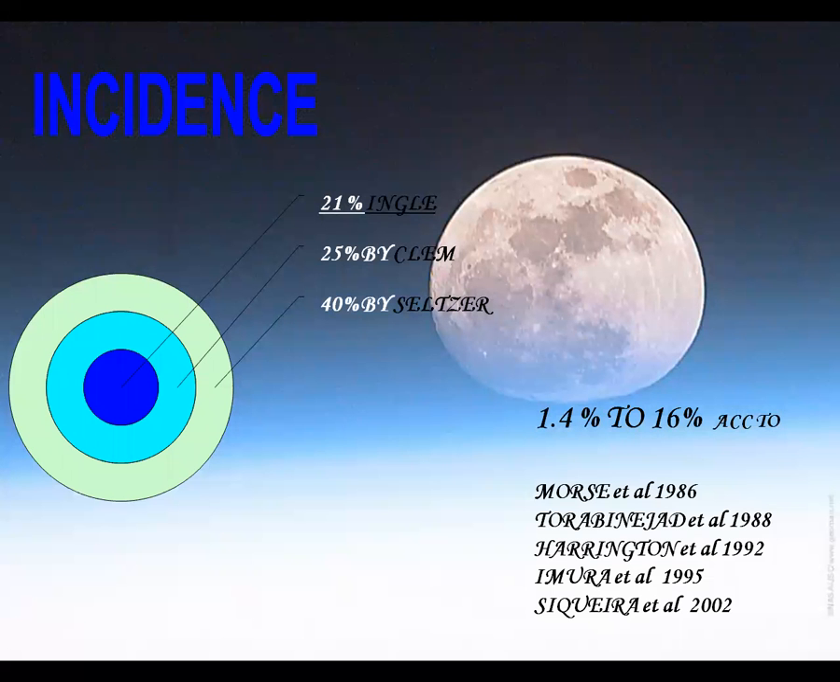Okay, incidence of the mid-treatment flare-ups. According to Engel, the incidence of the mid-treatment flare-ups is 21%. According to Klim, 25%. According to Salzer, that is 40%. 1.4 to 16% according to Morse et al.